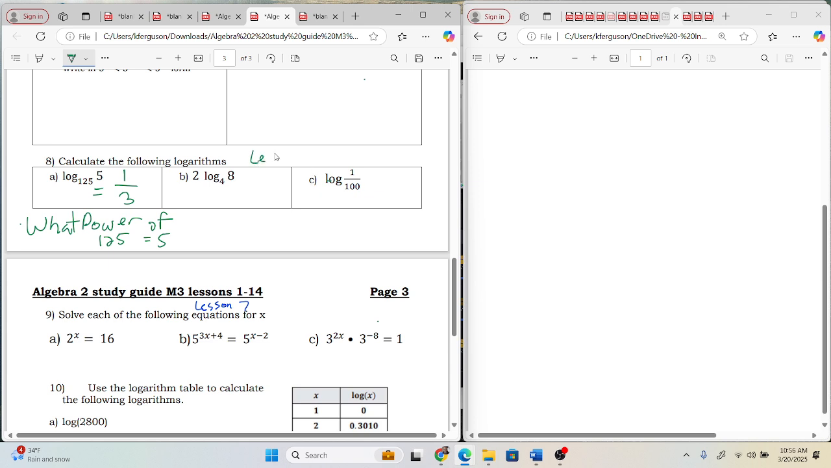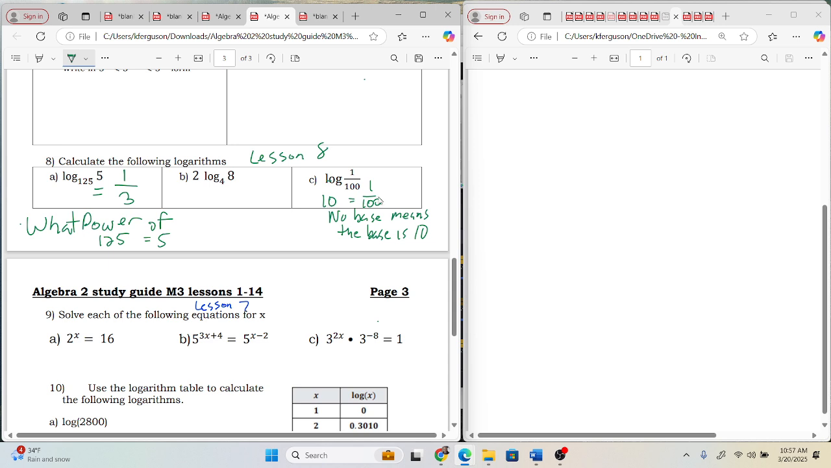So this is like lesson 8. If I look right here at C, the log of 1 over 100, what's my base? Remember, no base means it's 10. So what power of 10 equals 1 over 100? I got a fraction that I'm trying to get to. I'm not starting with a fraction. What does that tell me about my answer? Not a whole number, but it's negative.